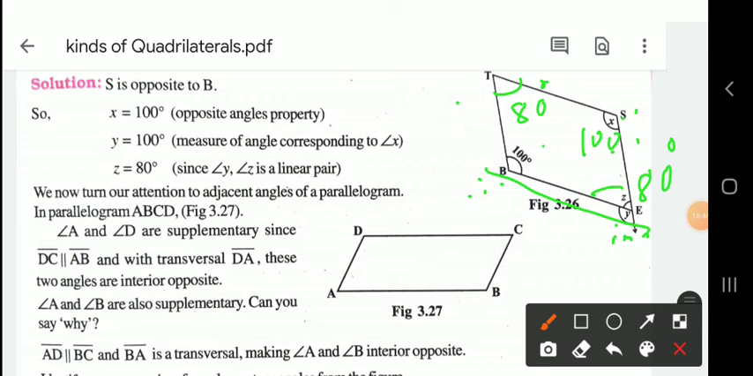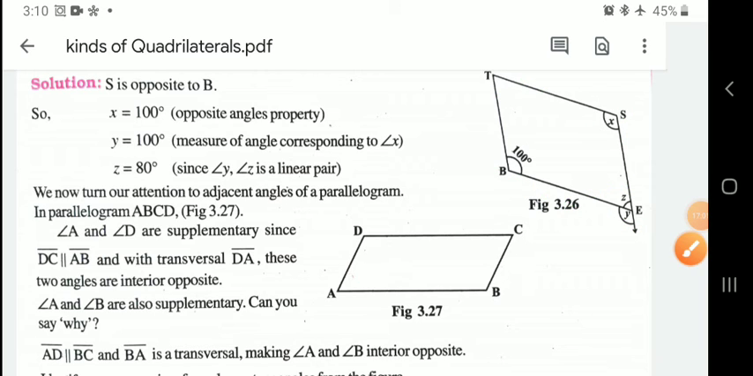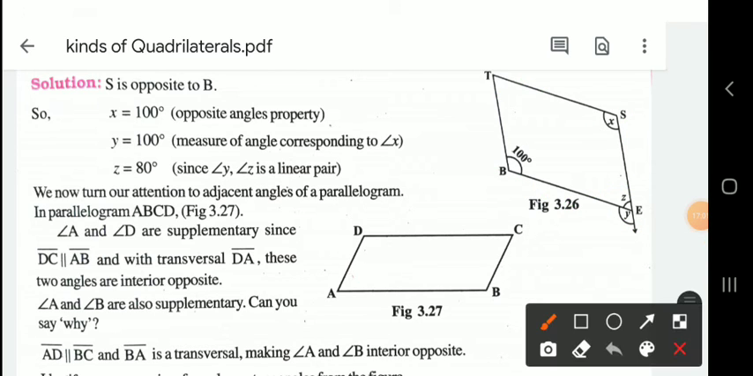Look at the angle B and T. B is 100, T is 80 and the sum of their measure is 180 degree. So from this, what is your observation? Anyone can tell me? Yes, adjacent angles of parallelogram are supplementary, right? Adjacent angles of parallelogram are supplementary. Supplementary means what? Sum of their measure is 180 degree. So, every pair of adjacent angles of parallelogram is supplementary.